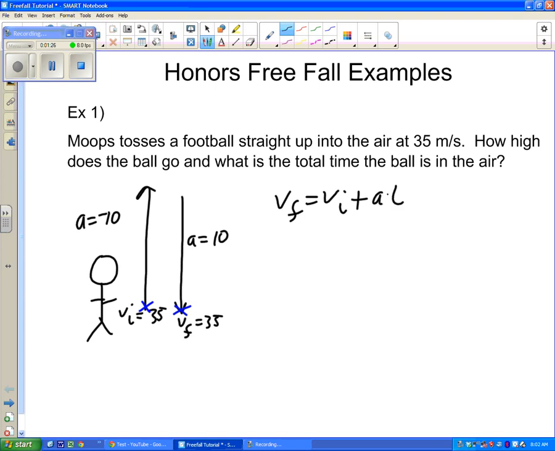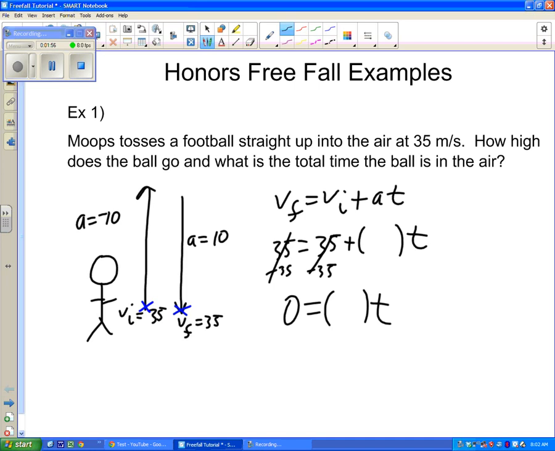To show you what I mean, if we look at the equation and plug in VF, and plug in VI, we don't even have a value for A, because do we plug in the negative or the positive? We don't even know. And if we do that, we subtract 35 from both sides, and the 35s just cancel. And so we get 0 equals A, which is either positive or negative 10, times t. There's no way that's going to be 0. It absolutely falls apart, does not work.